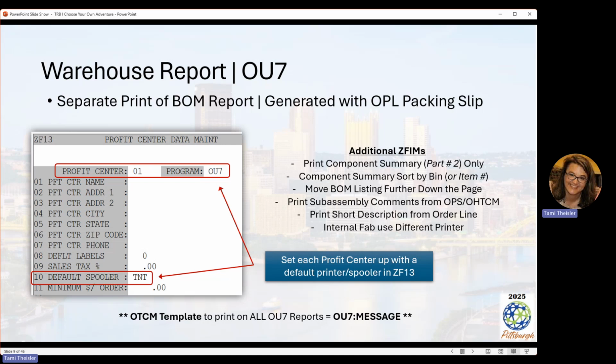So OTCM are your overall company comments, and there is a specific template for these OU7 reports. So if you want something to print on all of your OU7 reports that is defaulted, you can use the OU7: message. I will give a little note that I do have a comment session this year, and we do talk about those OTCM templates if you have any questions about that.